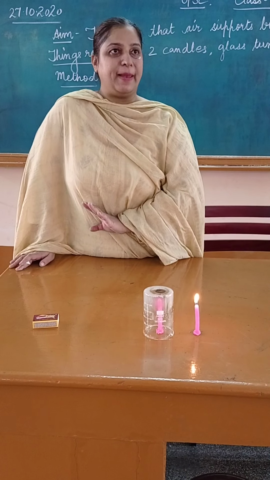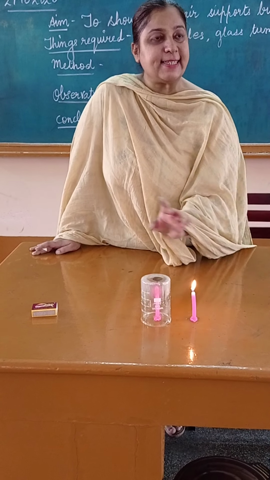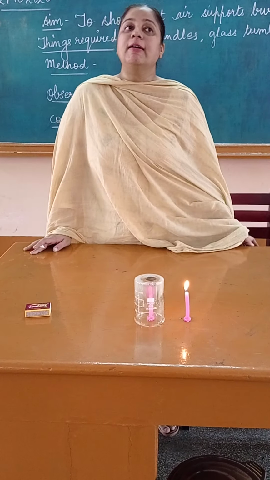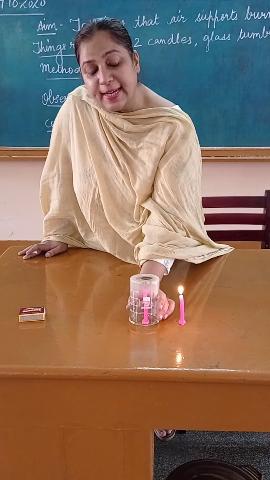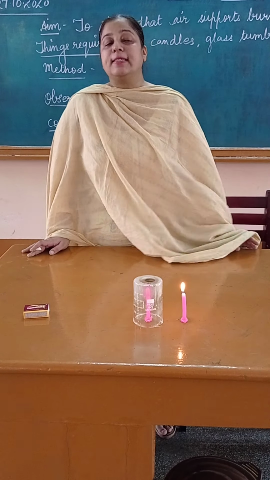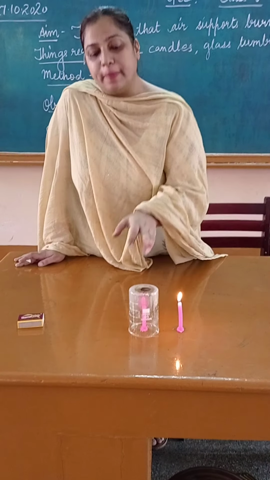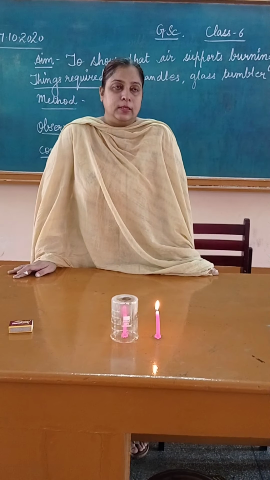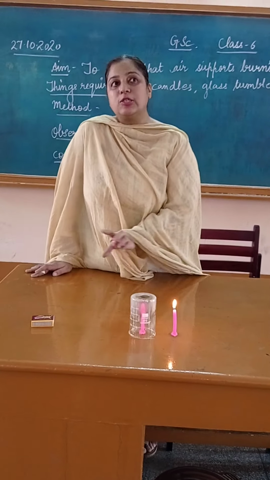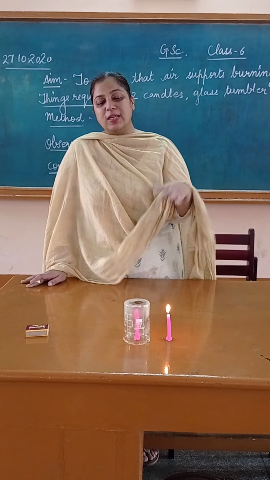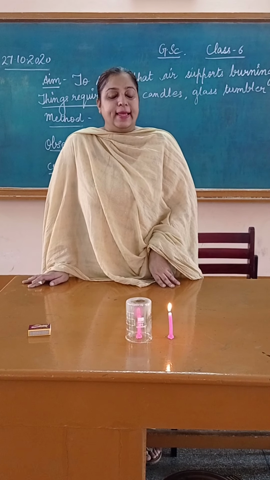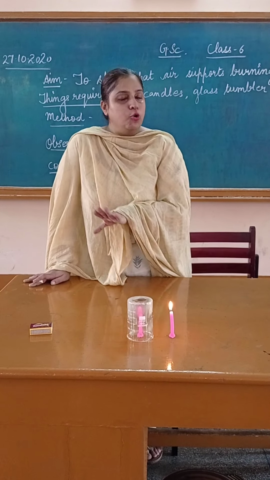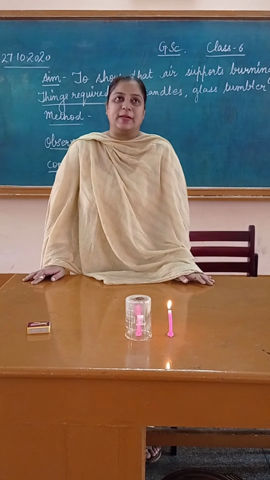Now no more air supply is there. As a result, it stops burning. But this candle is still burning because it is still having the air supply. Now whatever air was present in the glass was used by this candle to burn. Slowly this candle stops burning. Why? Because whatever air was present inside the glass was used up. When this air is used up, no more air supply is there, so it stops burning.